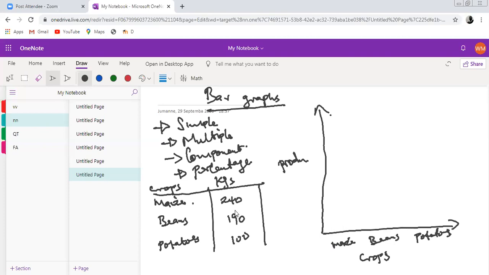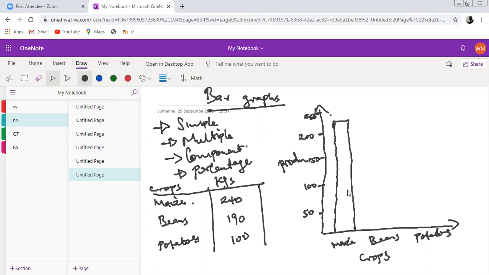So for the maize, the production was 240 kg, so how do we show it? Let us use a scale of 50, 100, 150, 200, and maybe we have 250 there. Just to illustrate. For the maize, the production was 240, so you need to come here and have that bar going as high as 240. You need to mark it because you will be drawing this on graph paper. You can be very accurate.